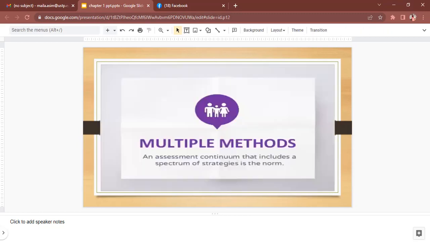Multiple methods. Kung nasa multiple methods, it is an assessment continuum that includes spectrum of strategies. So multiple methods, daghantag methods na gamiton. So it depends on the student's knowledge and skills. And of course, we are giving relevant tasks. What I mean by relevant tasks, these are important tasks, projects and performances nga gi-emphasize through authentic and performance-based assessment.